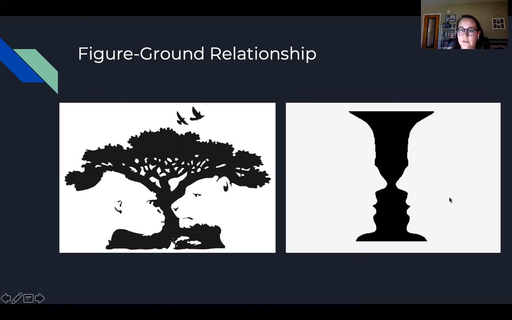Similarly, this one on the right is a really famous instance of this. Depending on what your brain is defining as the figure and what it's defining as the background, you are either going to see a black vase or two white silhouettes that are looking at each other or across from each other.